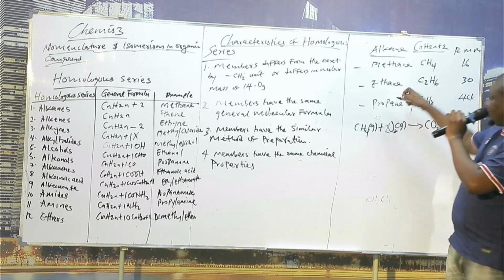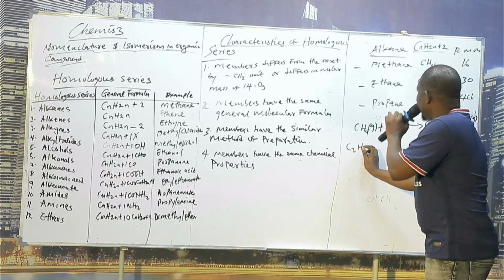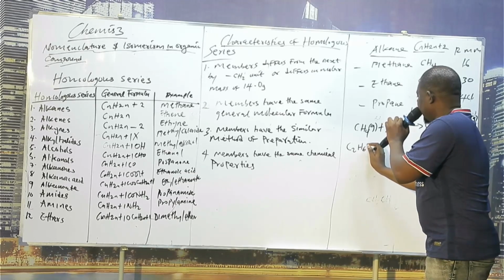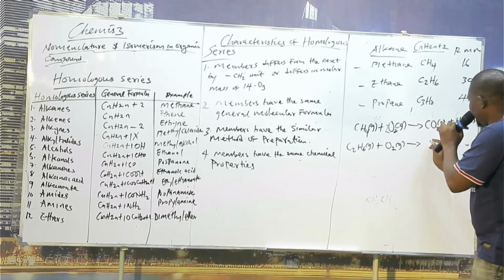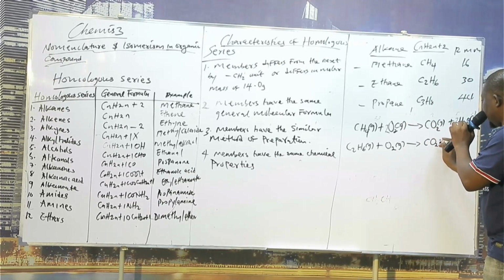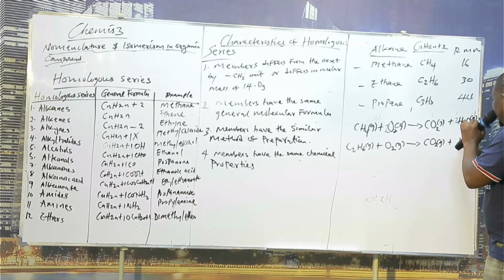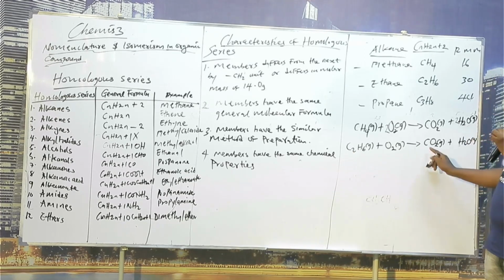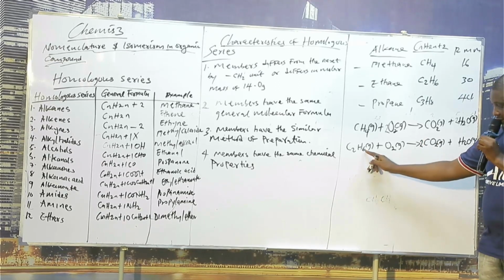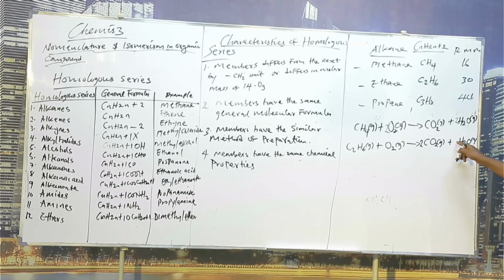The same way, ethane will also burn. C2H6 gas plus O2 gas gives CO2 gas plus H2O gas. How do you balance this one? See, this is 2, Abby. Come here and put 2. Carbon is balanced. This is 6, Abby. What will you put here? You put 3. Then come and balance O later.